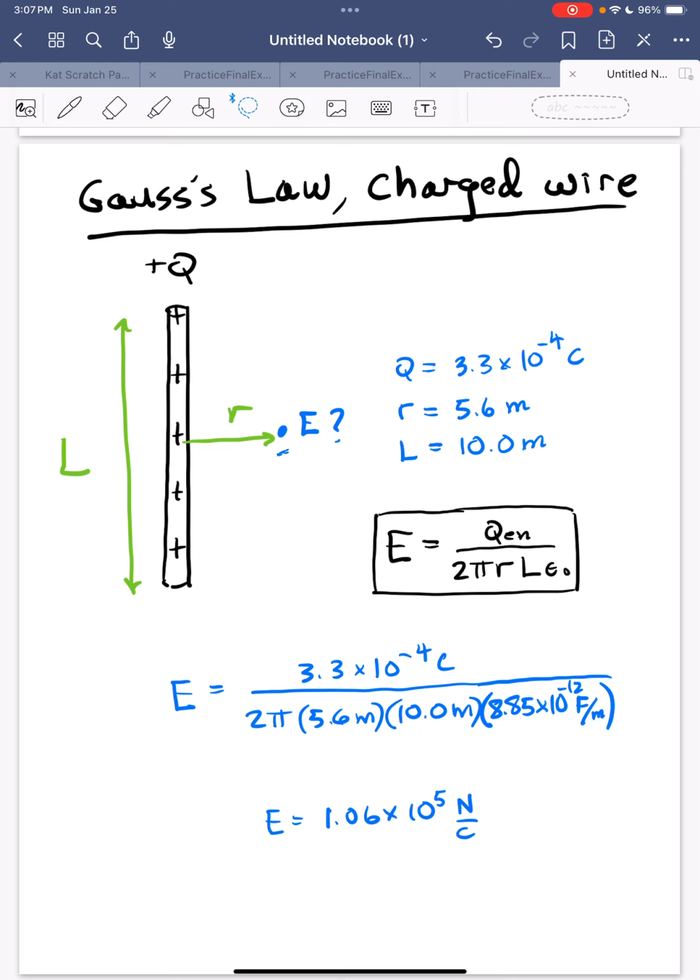And notice you can do it for any given distance r. I could give you a different distance, and you'd be able to calculate what that is. Now notice that this falls off as 1 over r. So the electric field around a charged line falls off as 1 over r. But you might remember that the electric field around a point charge falls off as 1 over r squared. So they're going to fall off in a different manner. That is an interesting thing.